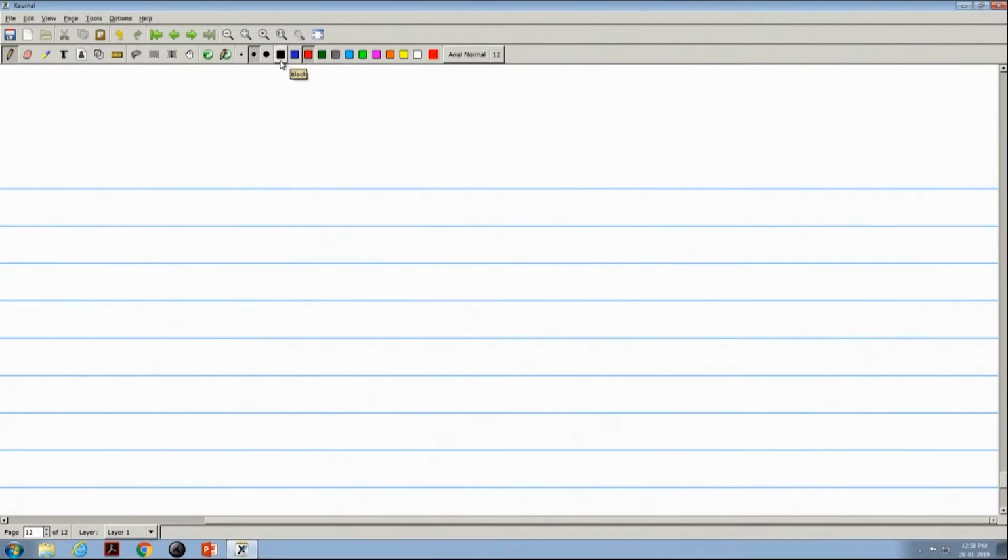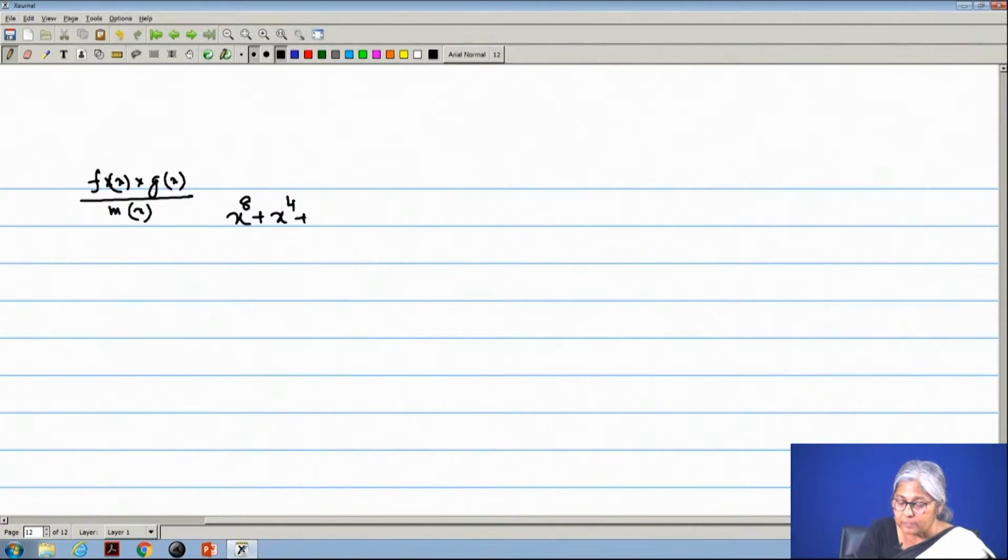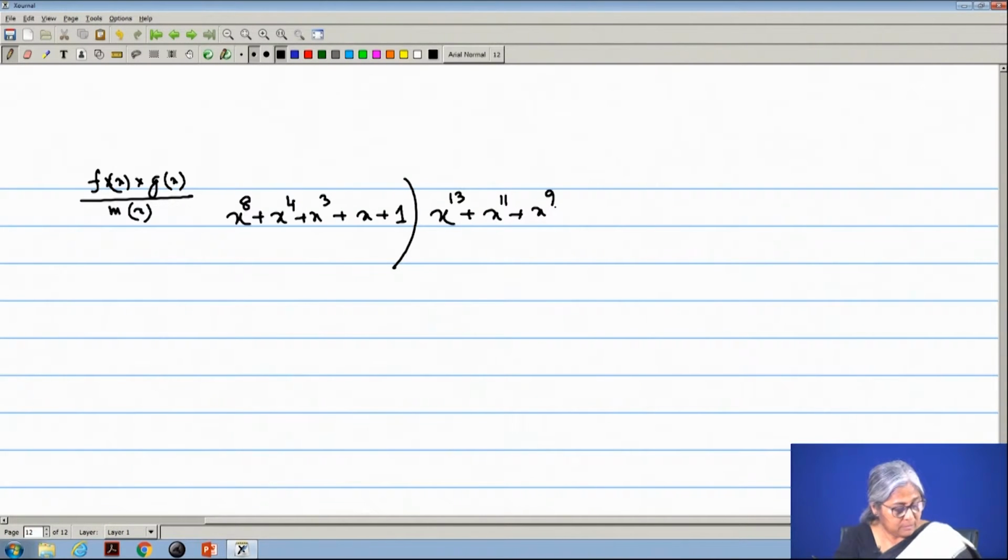Now we have to divide. So if I divide by mx, now I have to do fx into gx divided by mx, because rx is the remainder we have to take. We remember our mx is x to the power 8 plus x 4 plus x cube plus x plus 1. Now we divide, and my product fx into gx is x to the power 13, x to the power 11, x to the power 9, x to the power 8, x to the power 6, 5, x to the power 4 plus x cube plus 1.